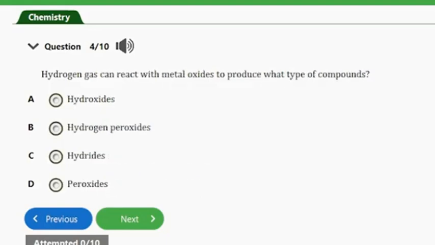Question number 4. It says, hydrogen gas can react with metal oxides to produce what type of compounds? A, hydroxides, B, hydrogen peroxides, C, hydrides, D, peroxides. The answer to this question is option C, and that's hydrides. When hydrogen reacts with metal oxides, it forms compounds called hydrides.